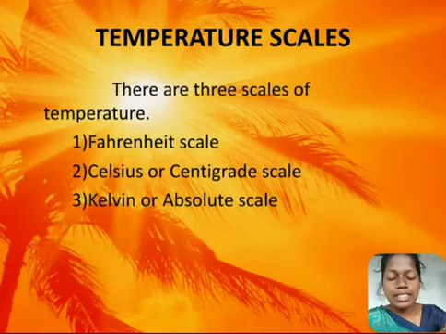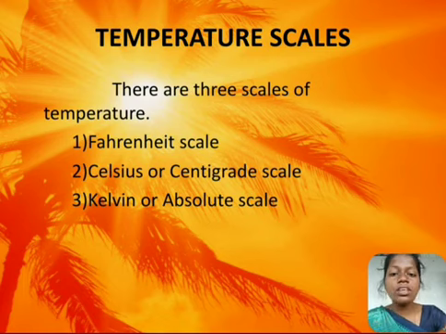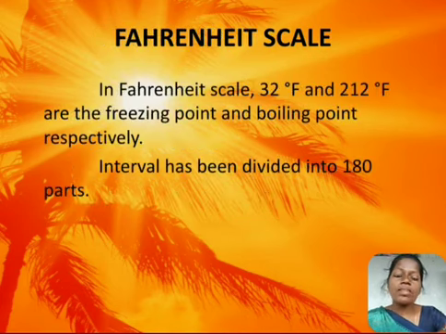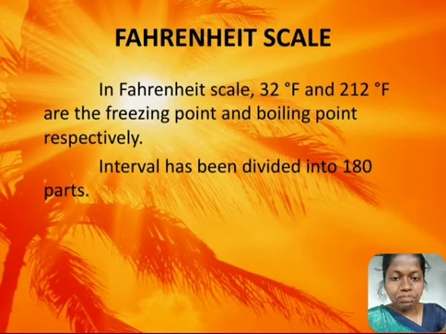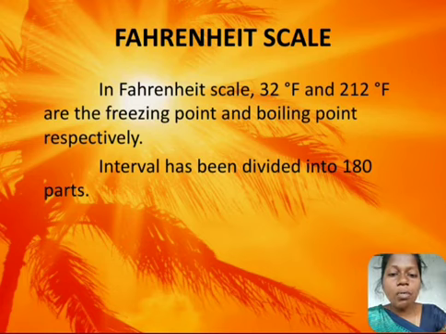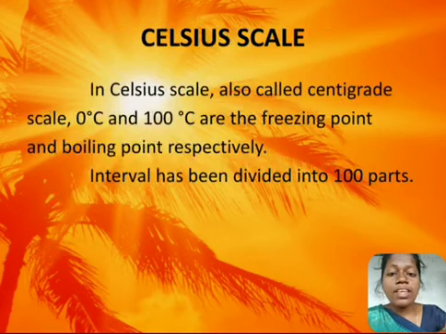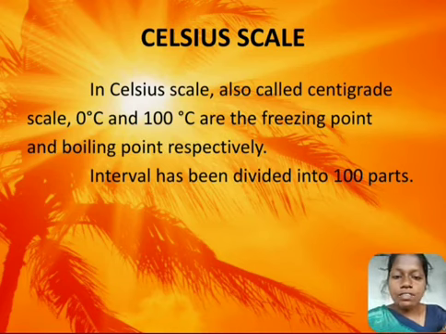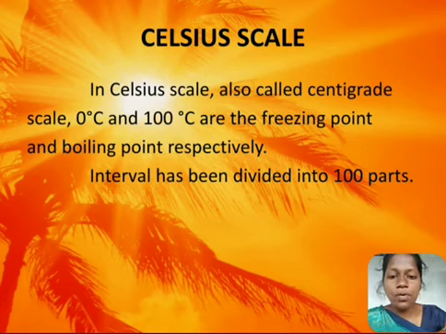Temperature scale. There are three different scales to measure temperature. One is Fahrenheit, Celsius or centigrade, and Kelvin or absolute scale. First we see the Fahrenheit scale. In the Fahrenheit scale, 32 Fahrenheit and 212 Fahrenheit are the freezing point and the boiling point respectively. The interval is divided into 180 parts. In the Celsius scale, also called the centigrade scale, 0 degree is the freezing point and 100 degree is the boiling point. The interval has been divided into 100 parts.